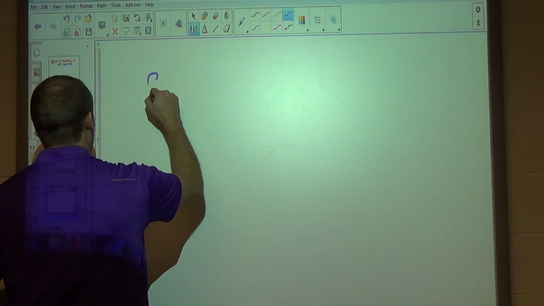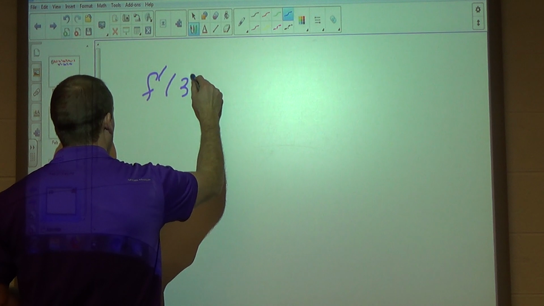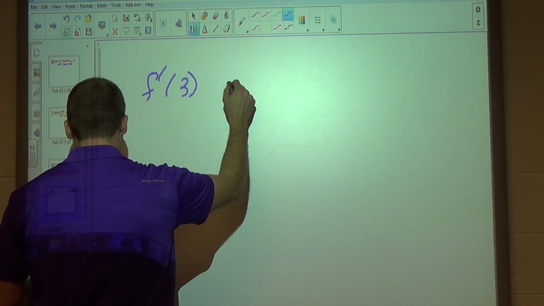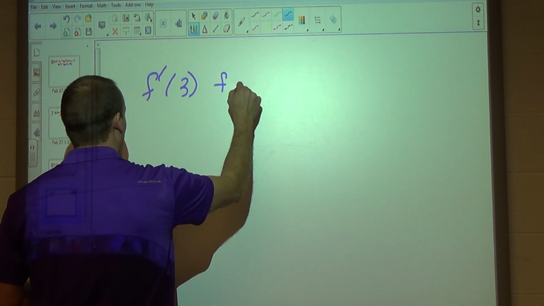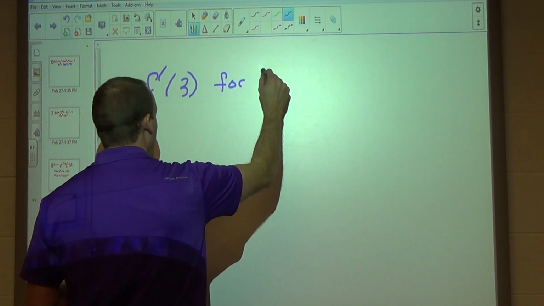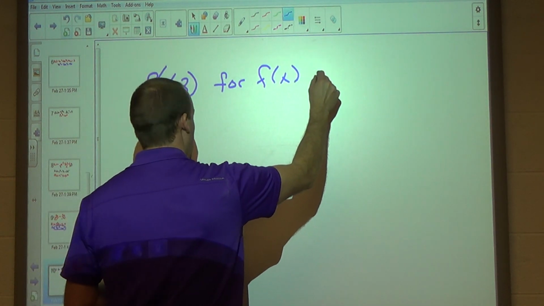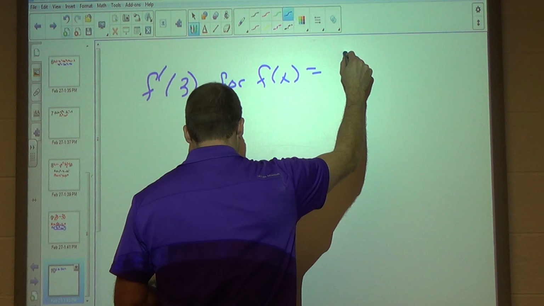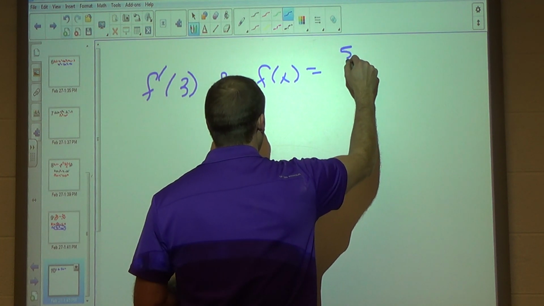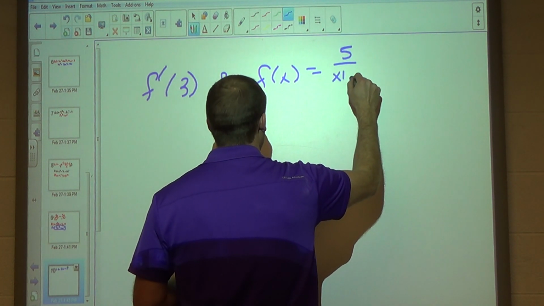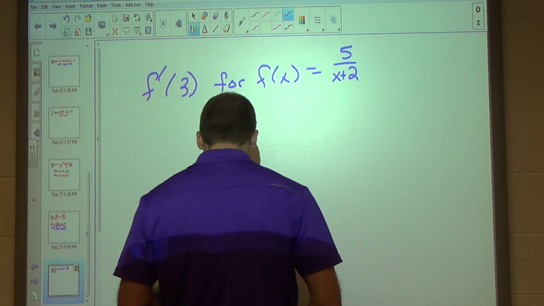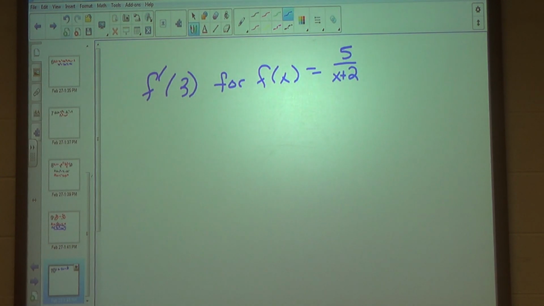Let's do find f prime of 3 for f of x equaling 5 over x plus 2. Okay, so there's my function. I want to find the limit. The directions say use the limit definition the long way to find the solution.